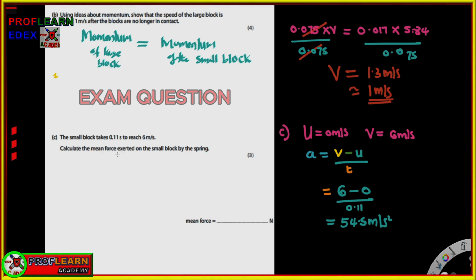Now, since we are asked to work out the force exerted on the block, we are going to use the formula force is equal to mass times acceleration. In that case, we know the mass of the small block was 0.017 times the acceleration, which is 54.5. If we work this out, what answer do we get? Try to use your calculator at this point and show me what answer you are getting. So we have 54.5 times 0.017, and the answer becomes 0.9265 newtons. We are talking about force, so force should be given in newtons.